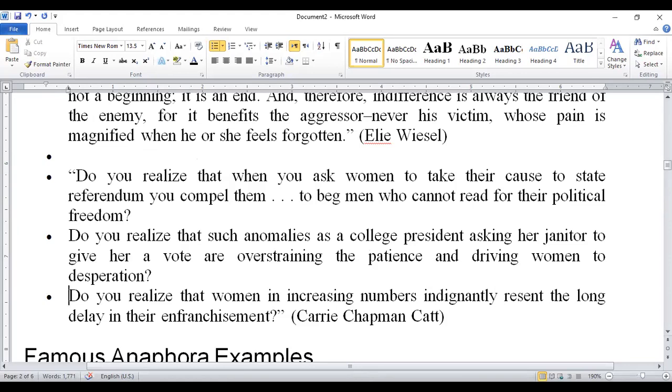Do you realize that women in increasing numbers indignantly resent the long delay in their enfranchisement? So do you realize, do you realize? So it means that you can use one word, you can use a phrase for this purpose.